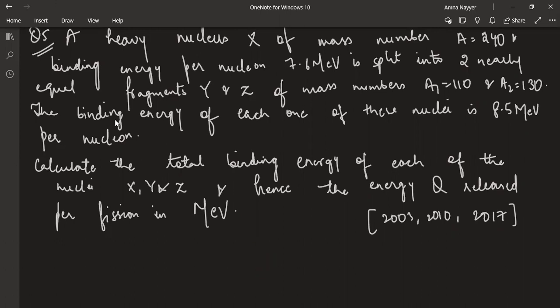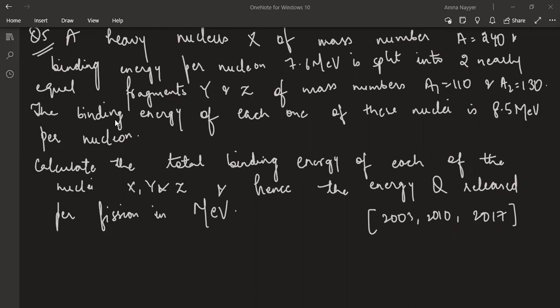Yes, class, answer for this question. See, class, I'll tell you how to solve this. This is a very important question. It has come once in 2003, then 2010 and 2017 also, and also once in a CBSE sample paper. It's a very easy method. We'll study a very easy method to simplify this question using very small tricks, stepwise.